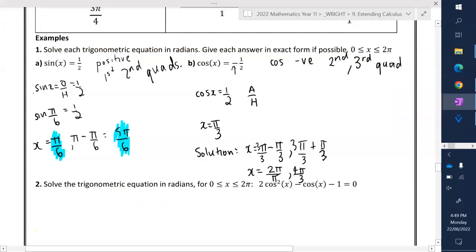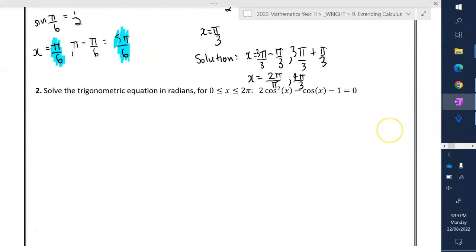Okay, so I've just jumped back over to our notes to have a look at that second example. And number 2 says, solve the trigonometric equations in radians for the domain x is between 0 and 2 pi. And here's our equation here. Now, 2 cos squared x minus cos x minus 1 equals 0. Now, straight away, you should be looking at that and your brain should be thinking, that looks familiar. Okay, we should be thinking that it may look like a quadratic perhaps.